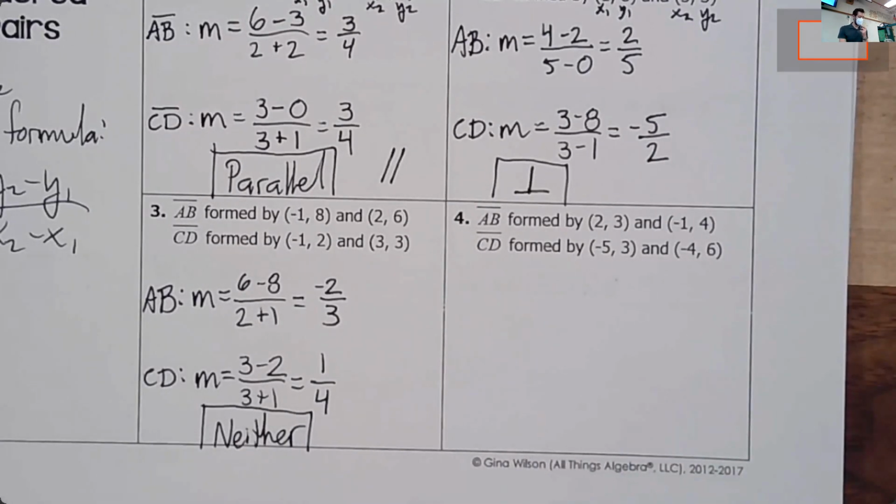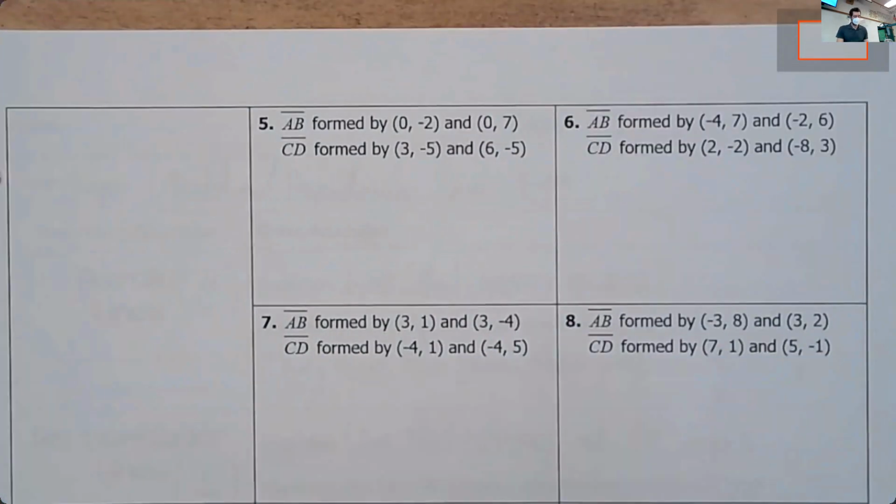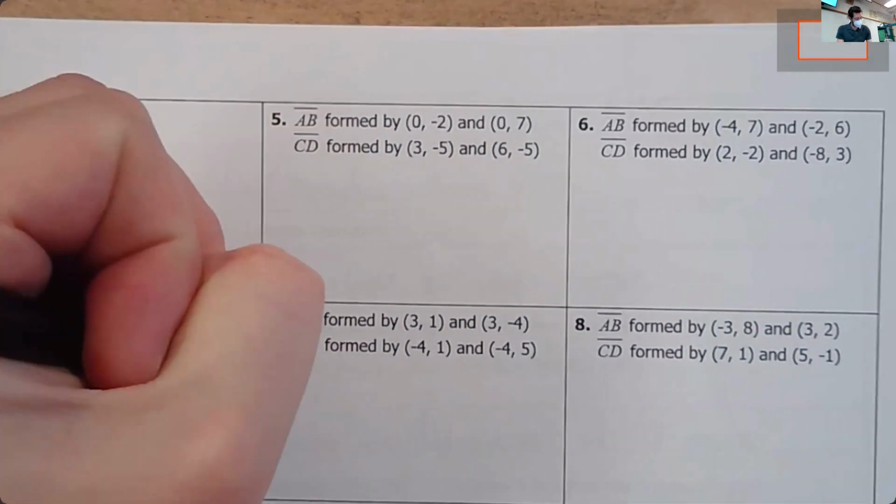So, you know what? We're just going to do one more of these. Let's skip on to number 7. So go to the second page, look at number 7. All right. So number 7, we got AB.